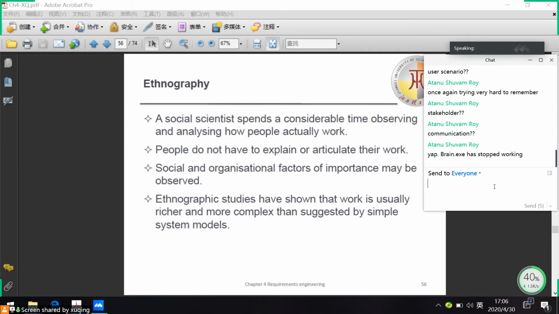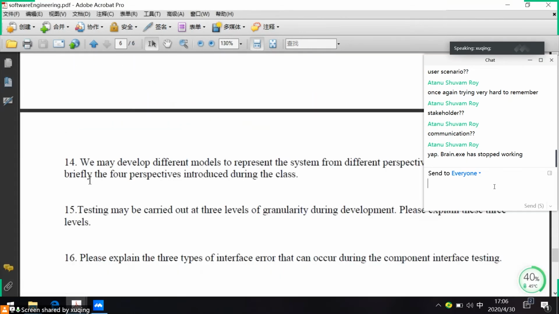Okay, thank you, Roy. You have also memorized scenarios, and perhaps you have confused use cases and ethnography. I think you see ethnography. We have talked about it in previous exercises also. And then we have the 14th exercise. You see, we finish it rapidly.